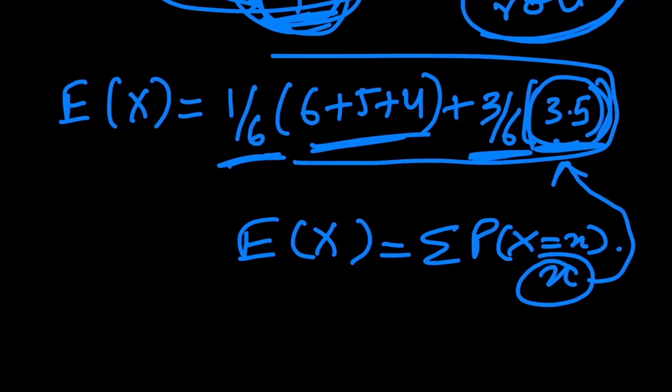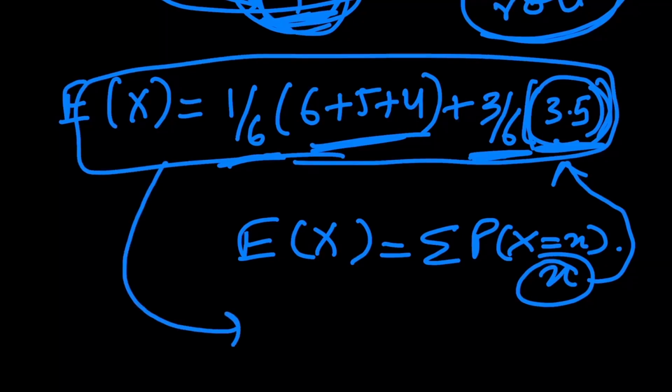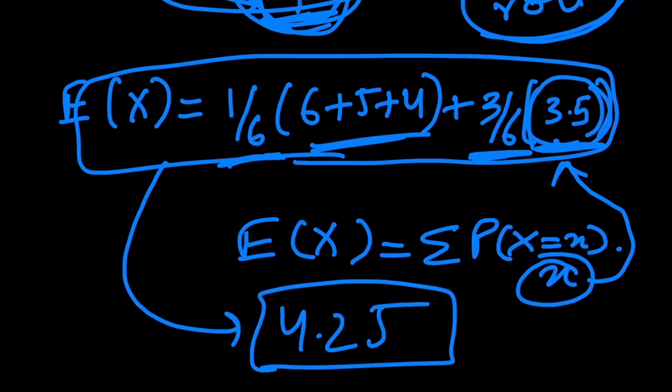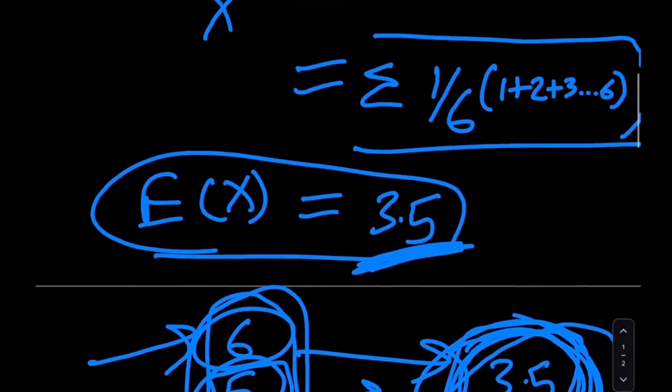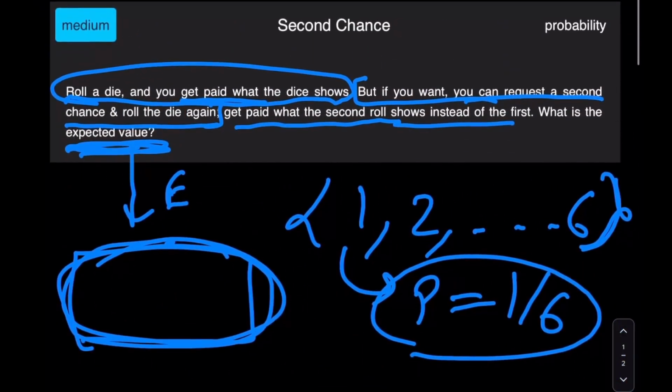So calculating this value over here, we get a value of 4.25. And this is the expected profit that we're going to get using this strategy. So this is the answer to the initial question. Now, using this, we can also talk about the case where, let's say, we have been given the liberty to re-roll twice. So in total, we get 3 chances to roll the dice.